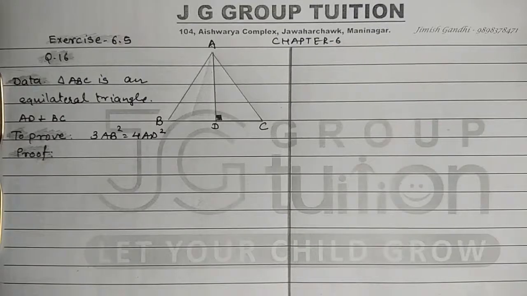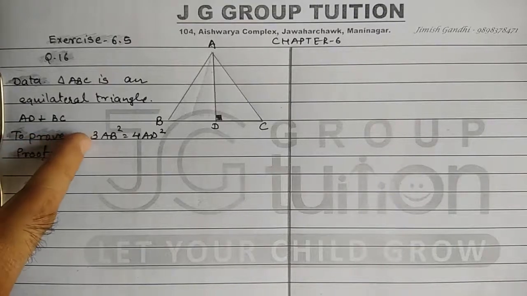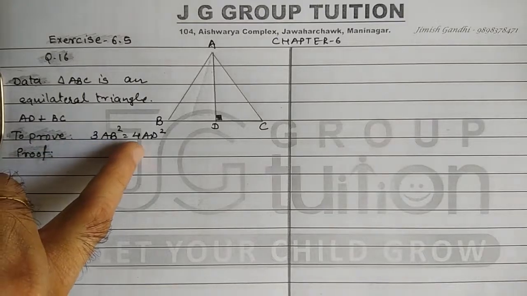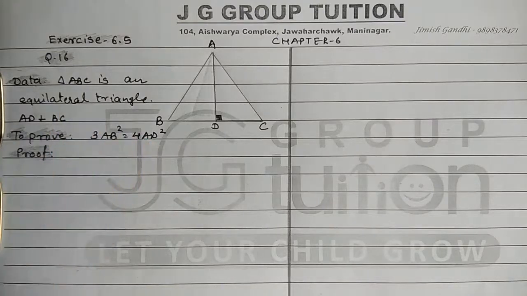Let's continue with the question number 16. It is given that in an equilateral triangle, we have to prove that 3 times the square of any side is equals to 4 times the square of the length of any altitude of this triangle. So here I have taken AD as an altitude. You can take any. You can draw BD also, CD also, or BE and CF. We have to take only one. So I have taken AD.